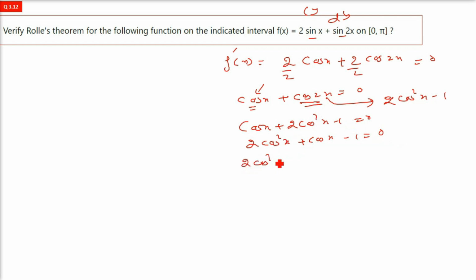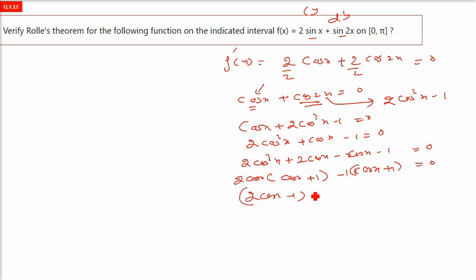Now you have 2 cos square x plus cos x minus 1 equals 0. This cos x can be written as 2 cos x minus cos x. You can take 2 cos x common here, it will be cos x plus 1. You can take negative 1 common here, it will be cos x plus 1 again. We have two factors here, 2 cos x minus 1 and cos x plus 1. Place each as 0. Cos x will be half, and cos x will be minus 1.